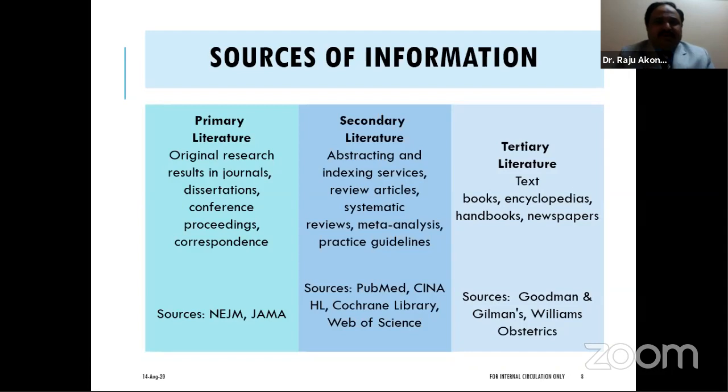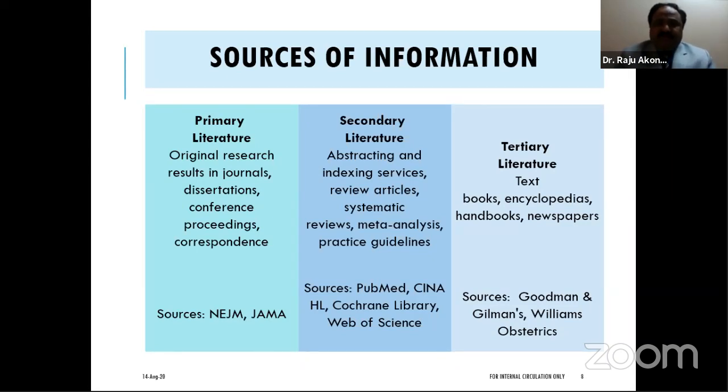So this is the primary literature. There are many important journals, right? NEJM, JAMA, or many other journals like Nature, for example. Secondary literature is also available, like abstracting and indexing services, review articles, systematic reviews, meta-analyses, and practice guidelines, which are available from many sources like PubMed, CINAHL, Cochrane Library, and Web of Science.